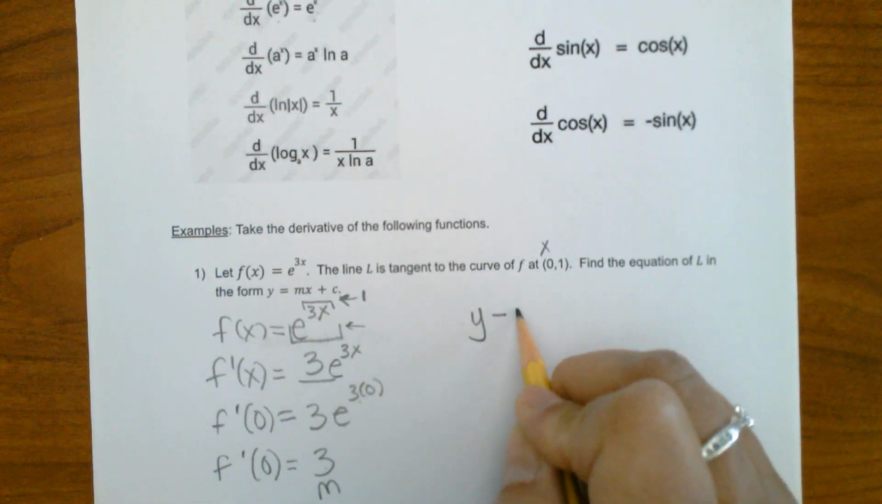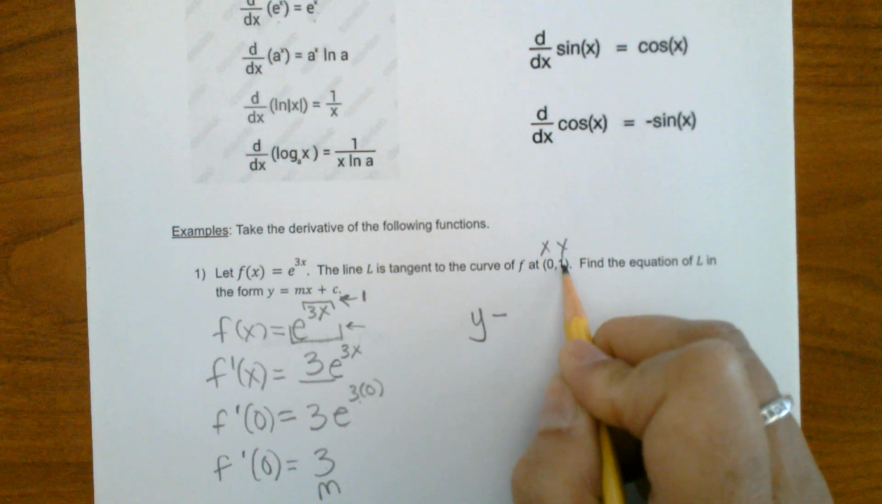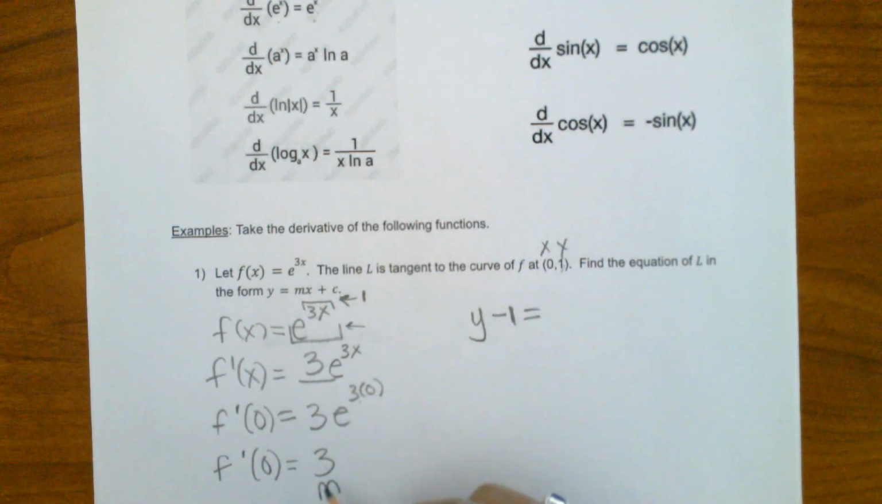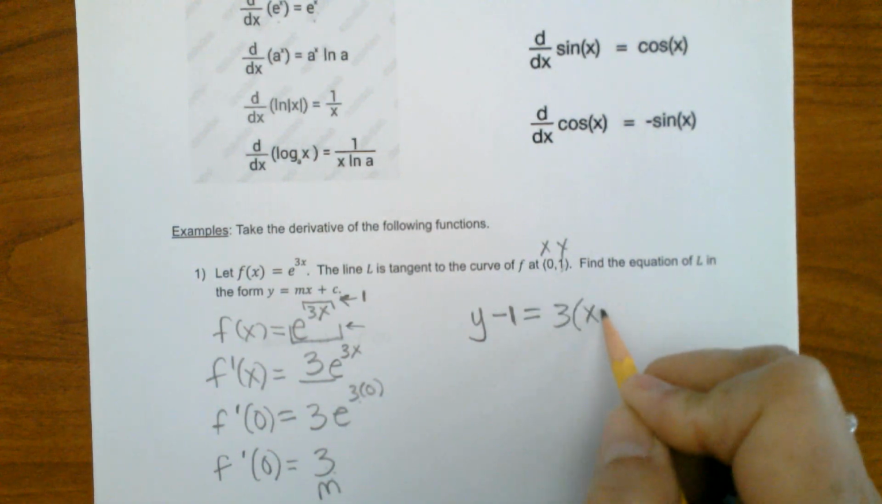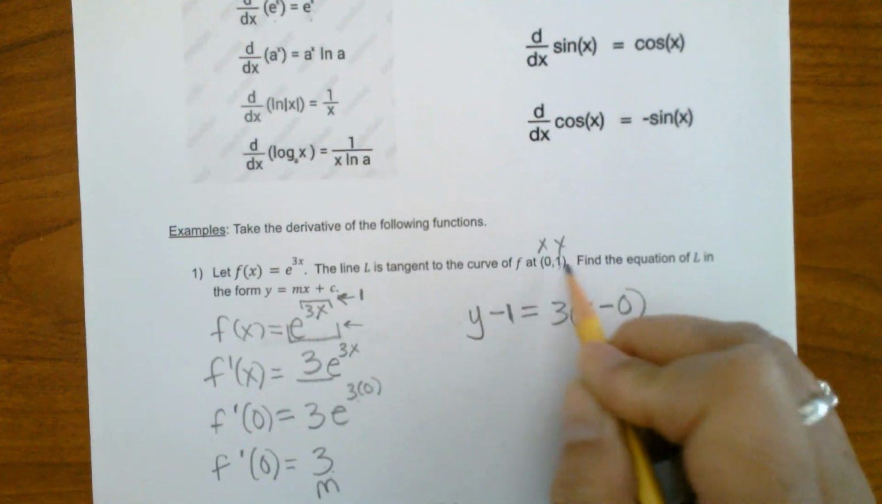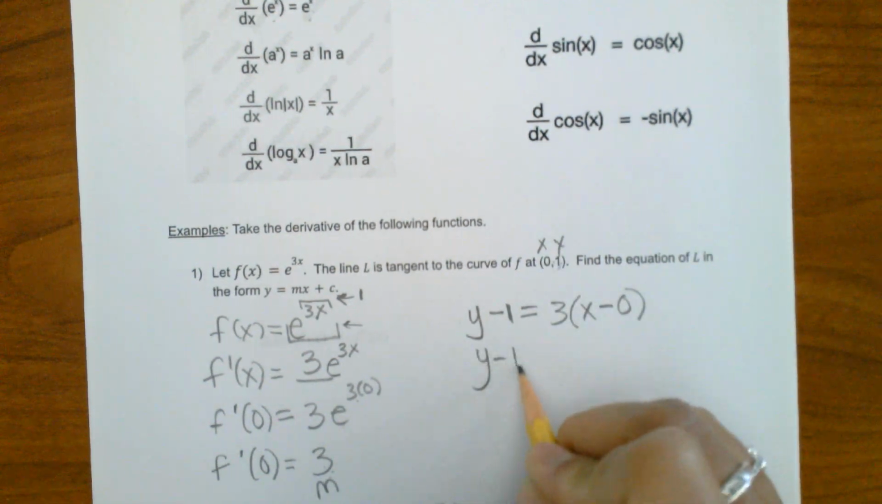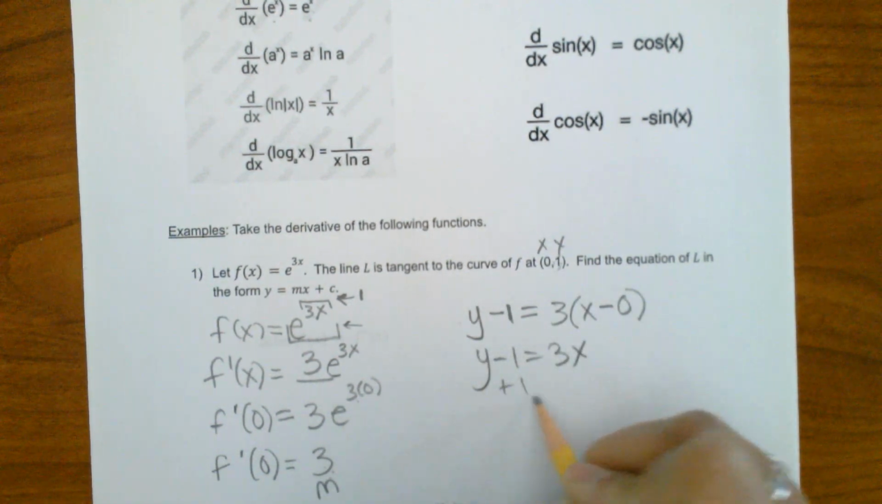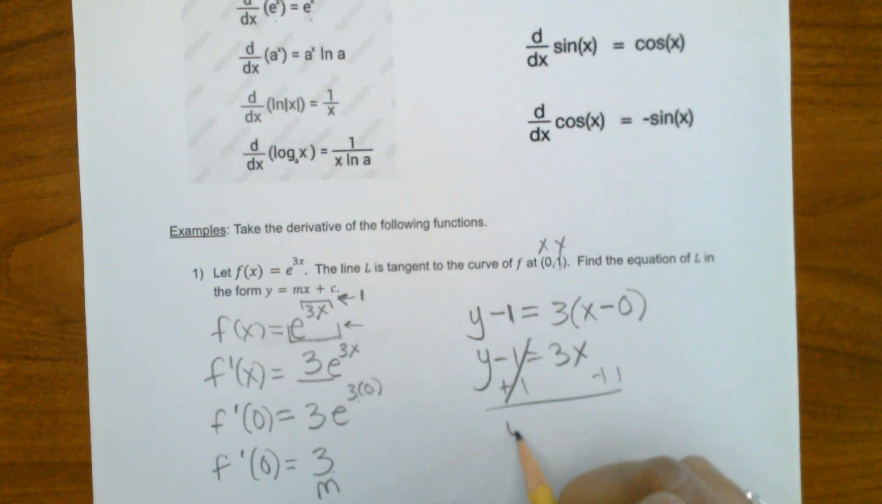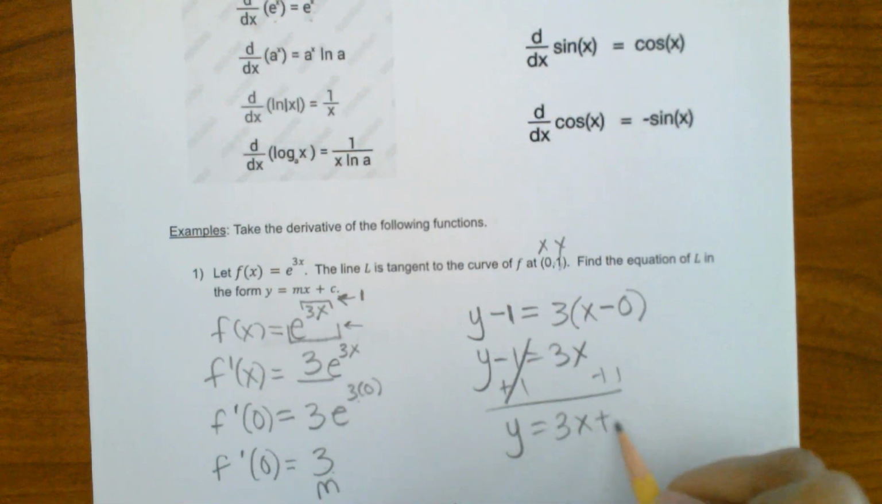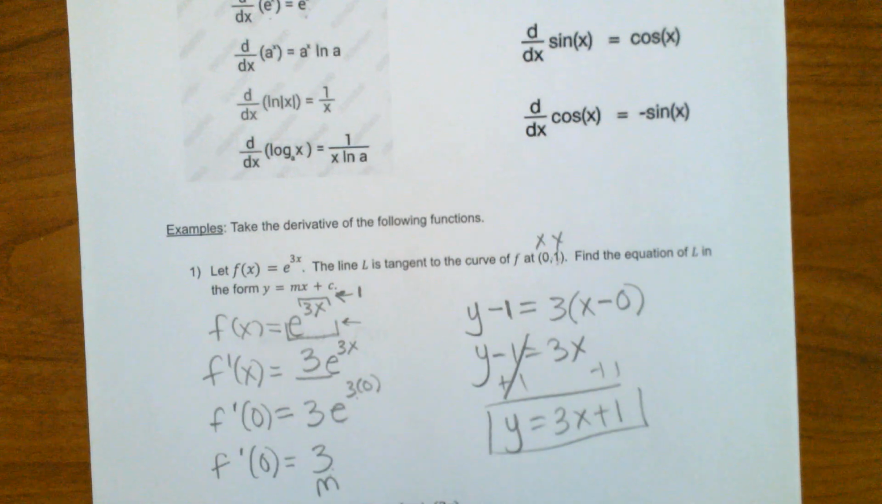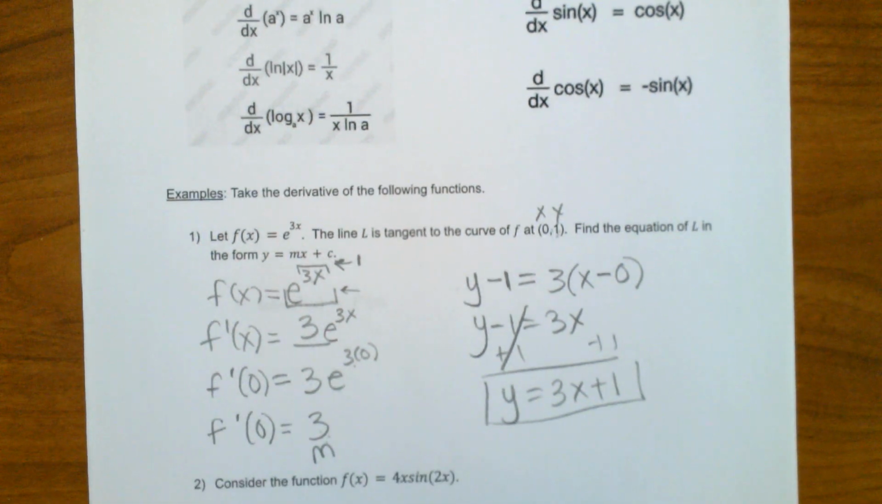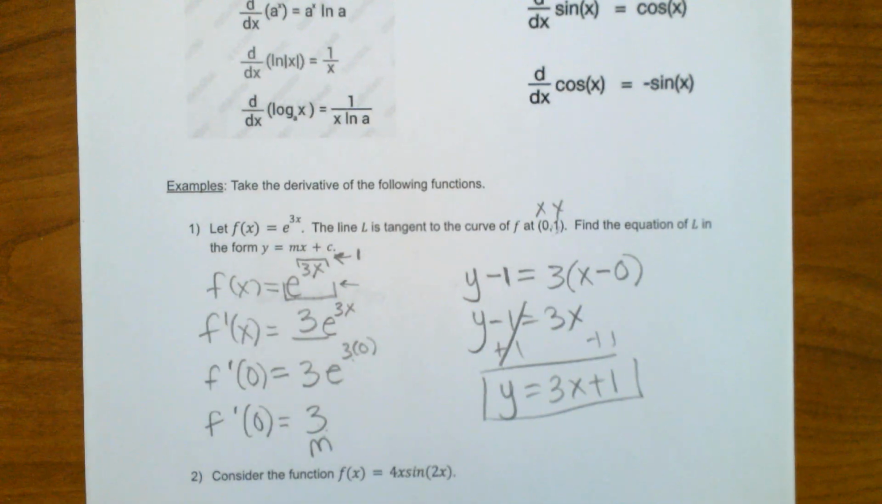So we're going to be doing y minus y1 equals our m, 3, x minus x1, 0. So I just substitute the point in. And a little simplification here to get it in y equals mx plus c. And here is my answer. So a little review and something new, our new rule for deriving e to the 3x.